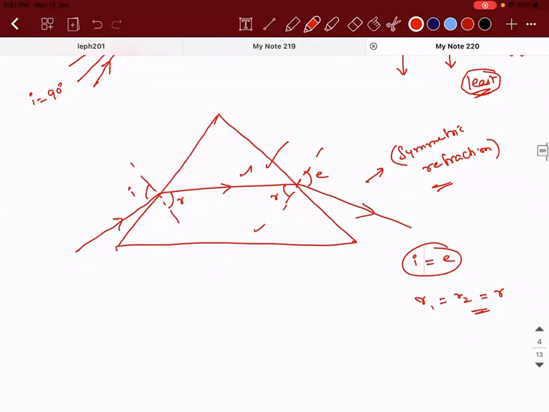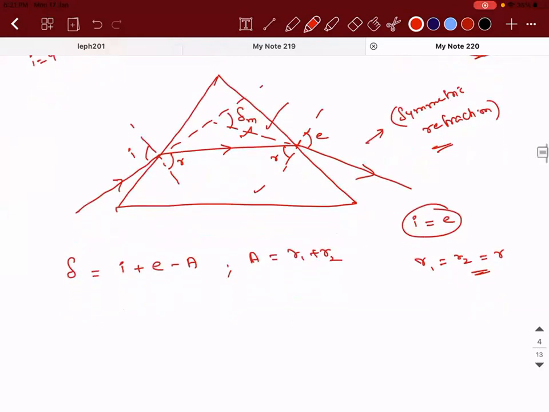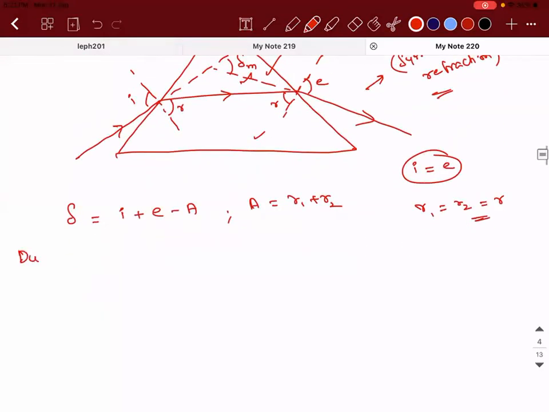Okay. So if I extend this ray and if I extend this ray in backward direction, then this angle will be the angle of minimum deviation. So we know that delta is equal to I plus E minus A, and A is equal to R1 plus R2, right?